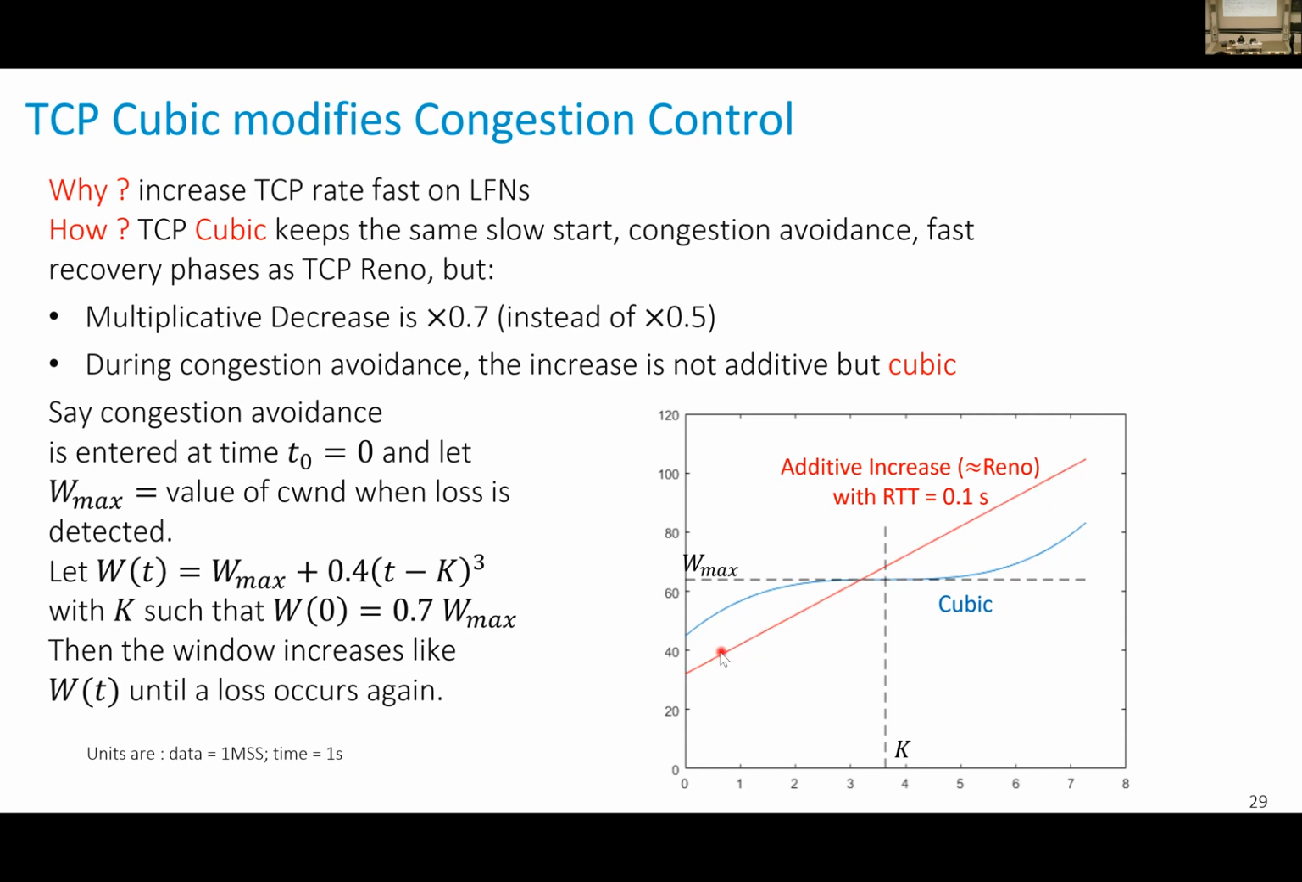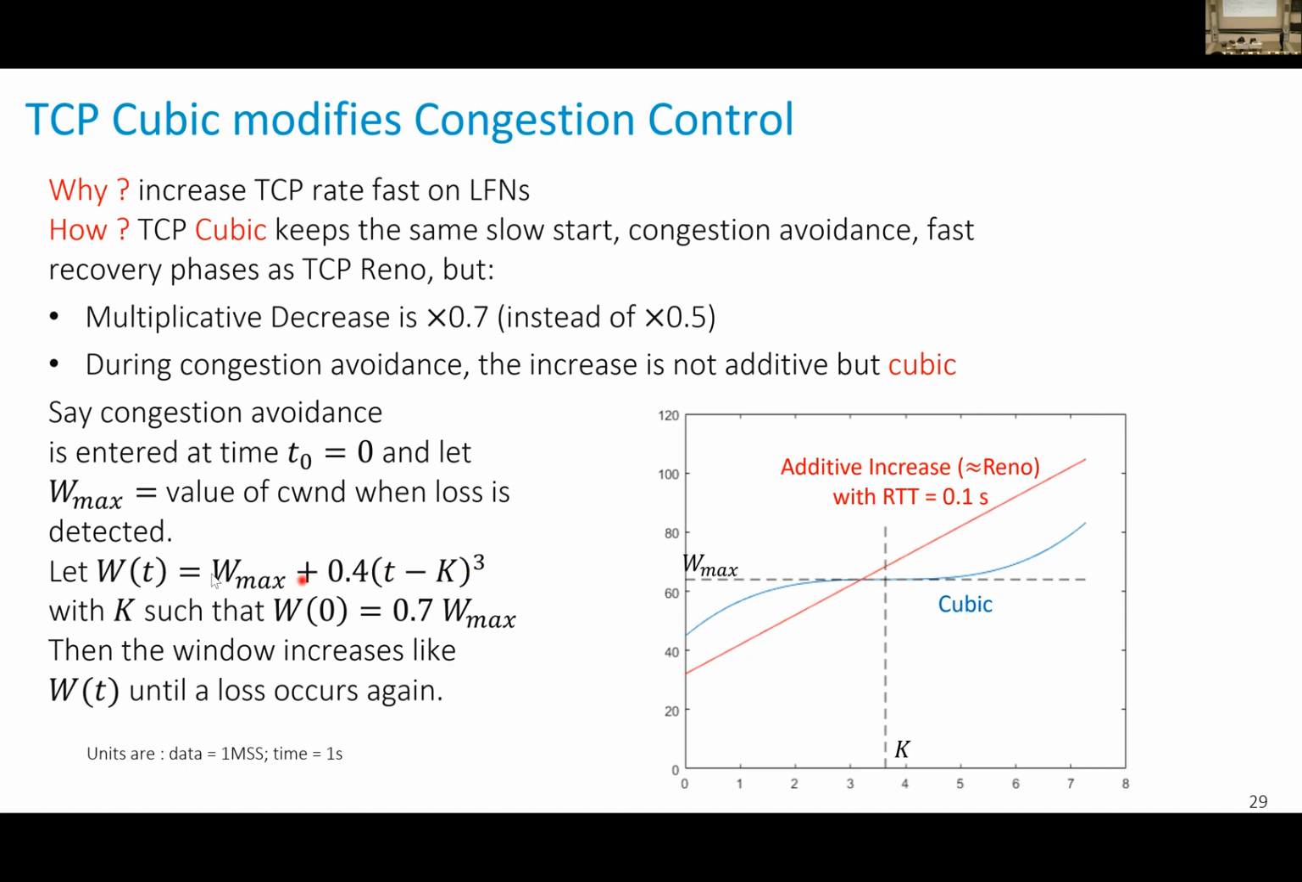Well, the idea of Cubic is to say we will create a function of time, W of t, which is this blue curve here, that has the following properties. First, it starts not at 1/2 of the congestion window before the loss, but at 70% here. So we do AIMD, but with a decrease factor of 0.7 and not 0.5, which is a little bit better because the oscillation will be less bad than before. And then we implement this magic function, which is a polynomial of degree 3. That's why it's called cubic, and it is given here.